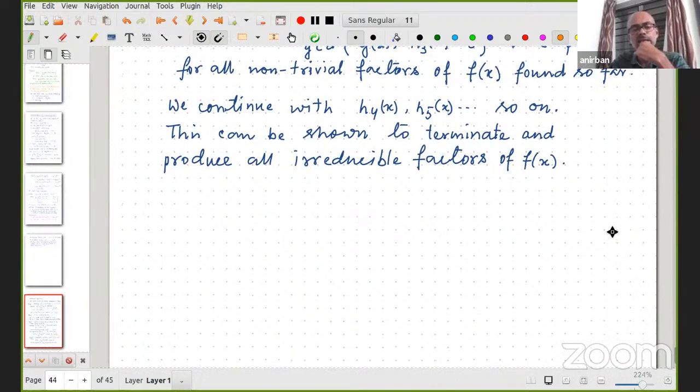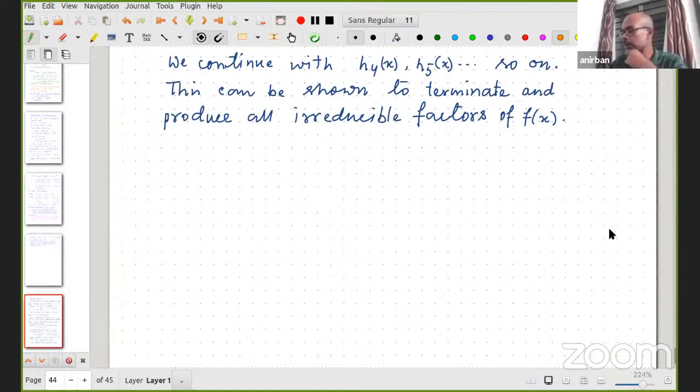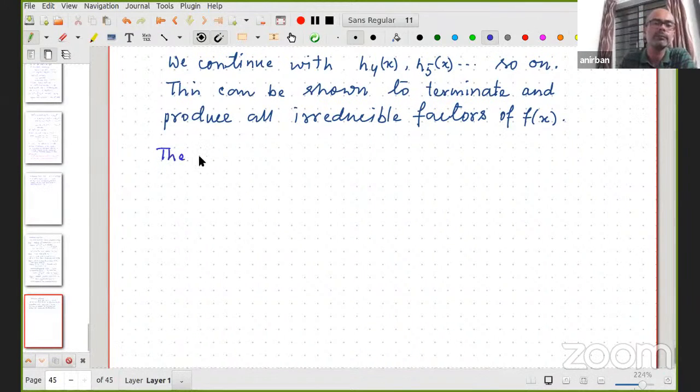So of course the last statement requires a proof. Why should it terminate? Let's see a proof of this. It can be shown that it terminates. The process terminates, and let's see that.